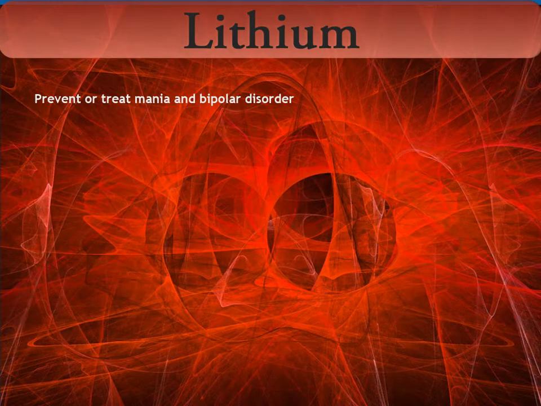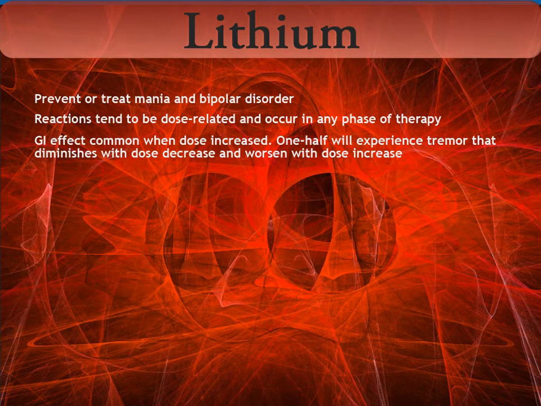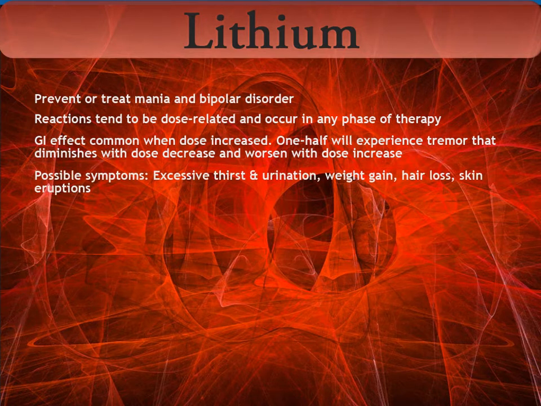Lithium is used to prevent or treat mania and bipolar disorder, which is a mood disorder where depression alternates with mania. Adverse reactions to lithium may occur in any phase of the therapy and are usually dose-related. GI effects are the most common when therapy begins and when the dose is increased. Approximately one-half of the people taking lithium will experience a fine tremor that may diminish with dose reduction and worsen with dose increase. Excessive thirst and urination, weight gain, hair loss, and skin eruptions may also be symptoms that occur.